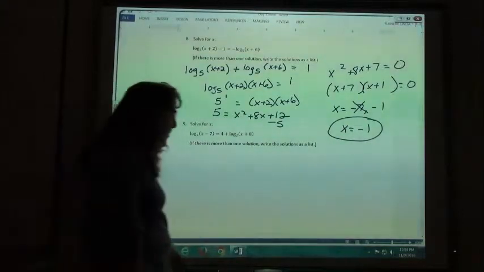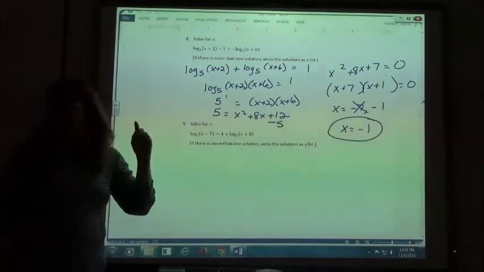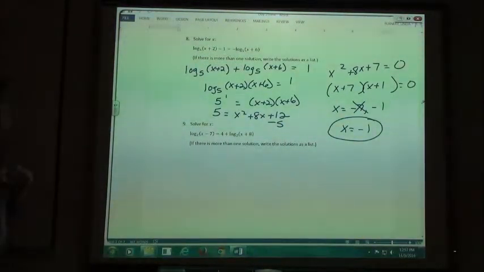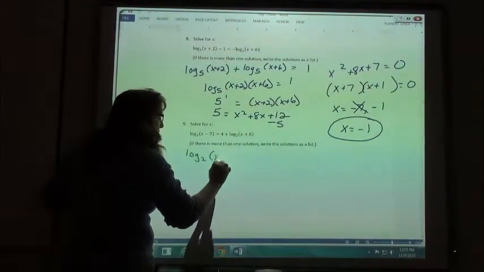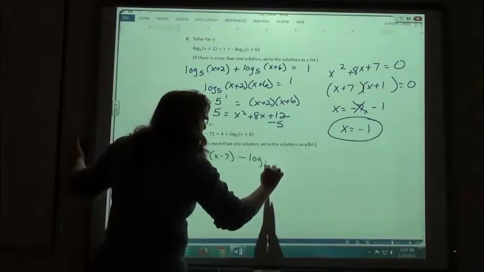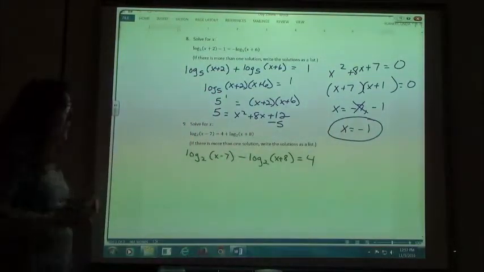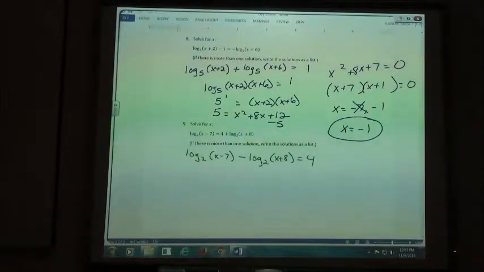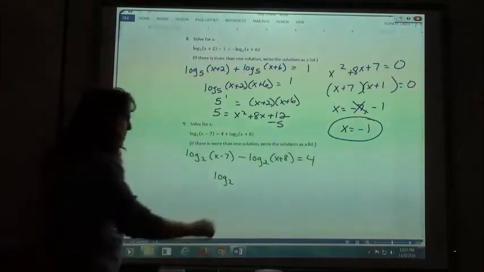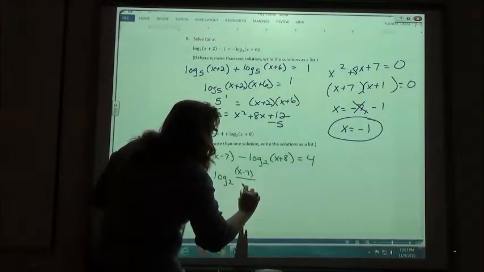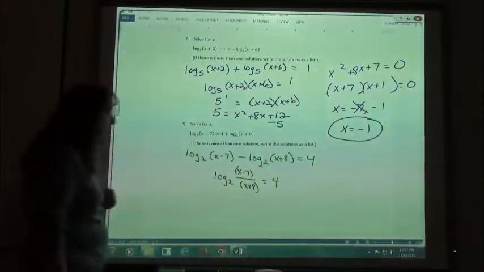All right, number 9's a little bit different, but I'm going to see if you can do it. So you started this one by doing what? Subtracting the log. Log base 2 of x minus 7 minus the log base 2 of x plus 8 equals our 4. So when we moved that over, it made it negative. So since we were subtracting logarithms, when we combined it into one expression, we had log base 2 of x minus 7 over x plus 8, because it changes it to a division problem, equals our 4.